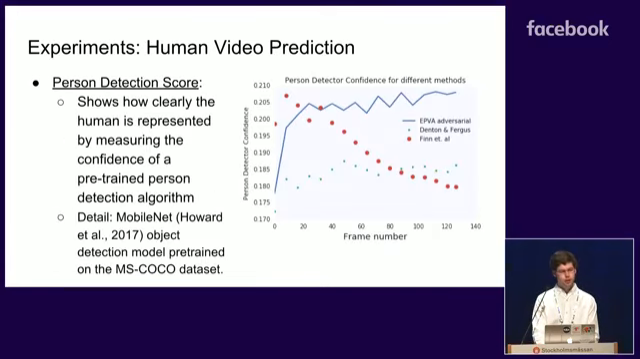To further validate this, we run a pre-trained person detector over the frames generated from our video versus our baselines, and we find that the person detector is consistently more confident that there is a person present in frames from our videos versus frames from the baseline videos.